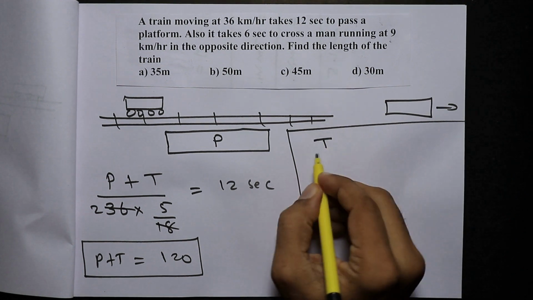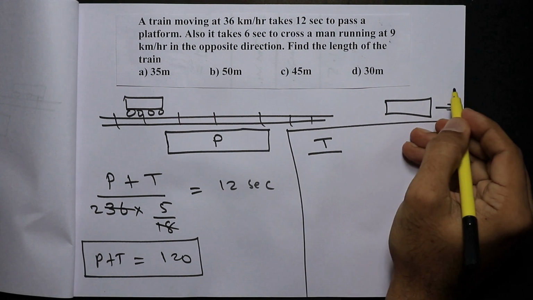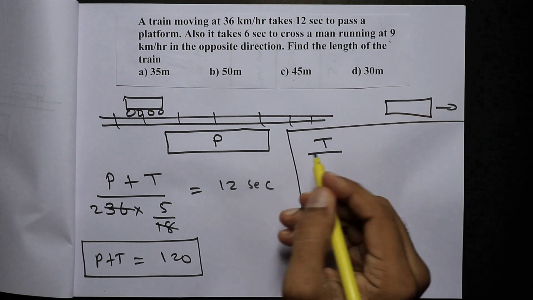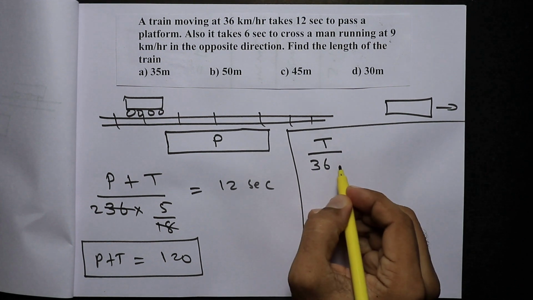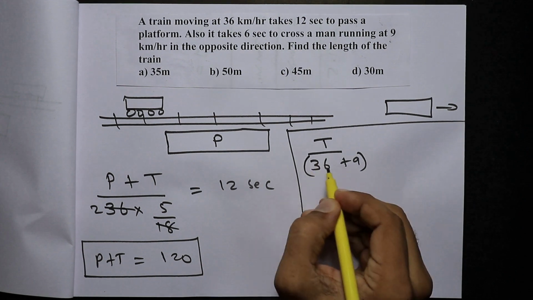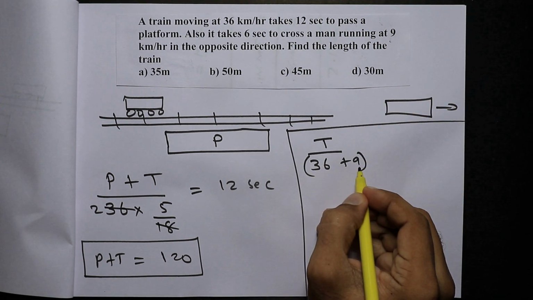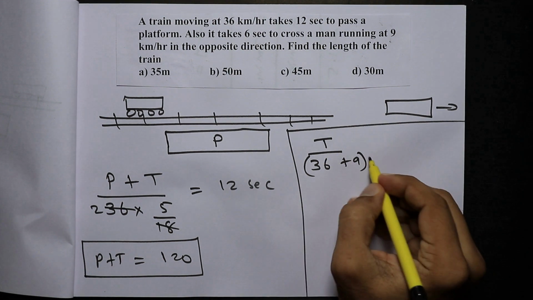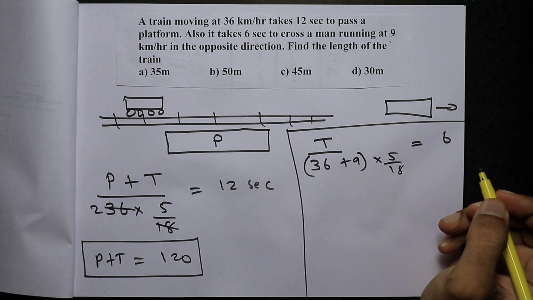That we have taken as T. Divided by speed or relative velocity. They are moving in opposite directions. So relative velocity will be the sum of their speeds. That is, train speed is 36 and he is running at 9 kilometers per hour. So distance to be moved is the length of the train divided by speed or relative velocity. We'll convert it into meters per second. We'll multiply by 5 by 18. Time is given as 6 seconds.